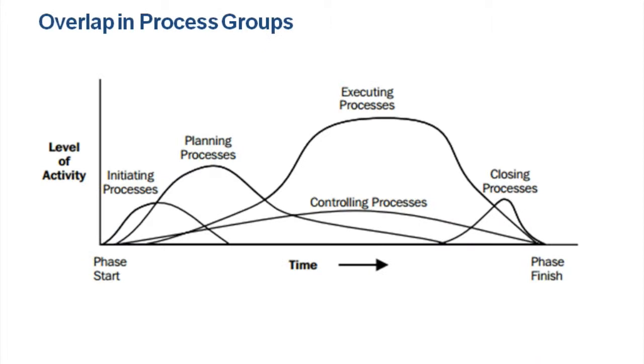So what I want you to see is that the processes overlap with each other. You have initiating, which overlaps with planning, which overlaps with executing, and what I want you to see is that it's not distinct, whereas the product life cycle is very distinct. In the project life cycle, all these processes overlap with each other, and the controlling process spans through the entire project, right?